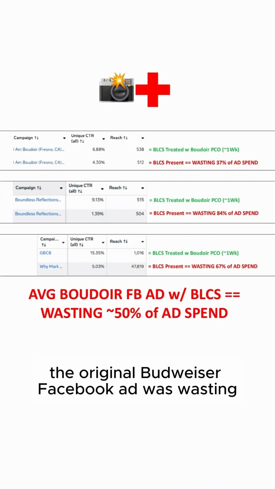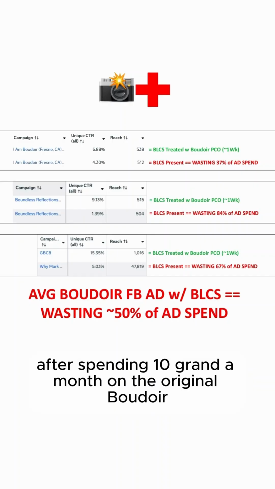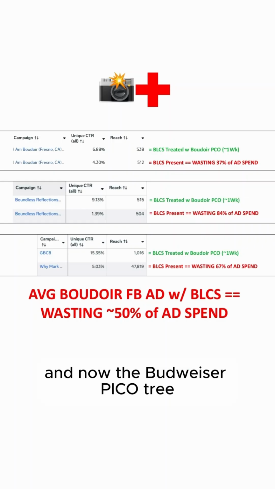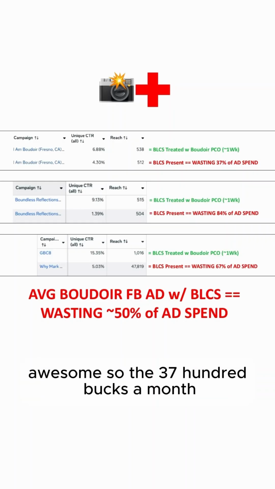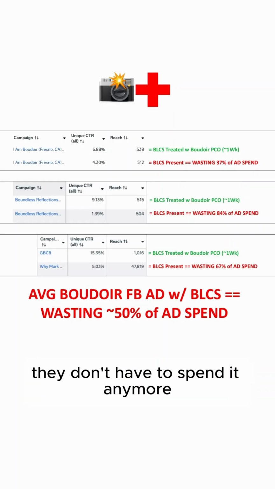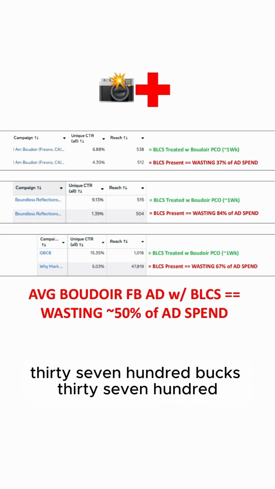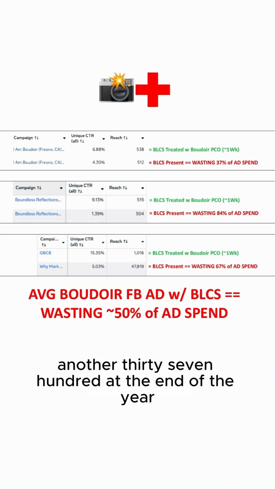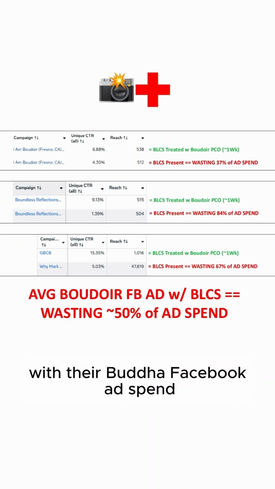So we found out the original Boudoir Facebook ad was wasting 37% of ad spend. So if they're spending 10 grand a month on the original Boudoir Facebook ad, and now the Boudoir Pico treated ad, they only need to spend $6,300 a month on that to get into the same number of women's brains. Awesome. So the $3,700 a month, they don't have to spend it anymore. They pocket it. They literally just keep it in their pocket. They don't have to pay it to the Zuck. It's kind of like a phantom bonus every single month. $3,700, $3,700, another $3,700. At the end of the year, it's like $40K. Literally for no extra effort, simply by being more efficient with their Boudoir Facebook ad spend.